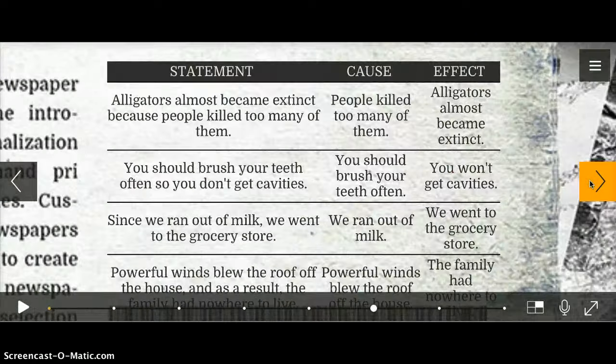So, for example, alligators almost became extinct because people killed too many of them. So people killed too many of them, alligators almost became extinct. That's the relationship. And this is really good for anything like, for instance, preventative care. You should brush your teeth so you don't get cavities. Or to show why somebody did a certain action. This one's very simplistic. Since we ran out of milk, we went to the grocery store. So you really want to use this one specifically when you want to show that relationship.